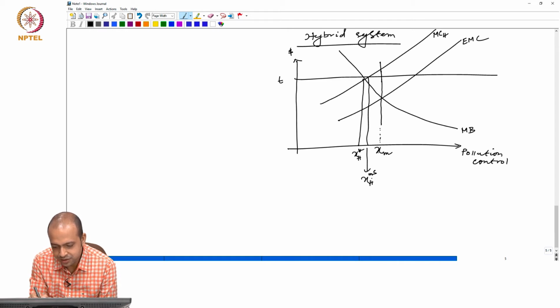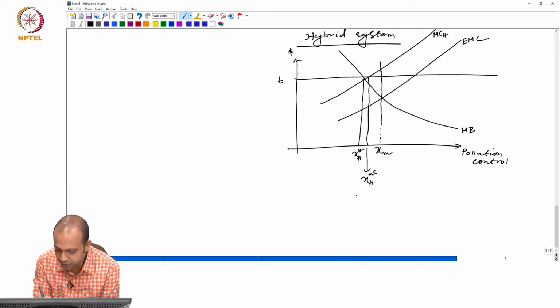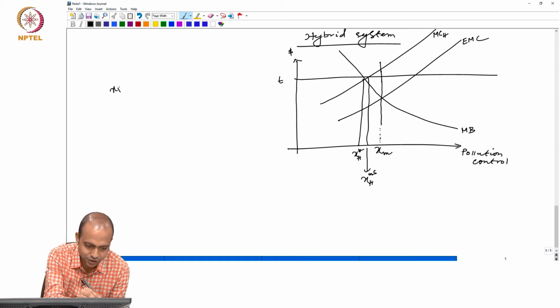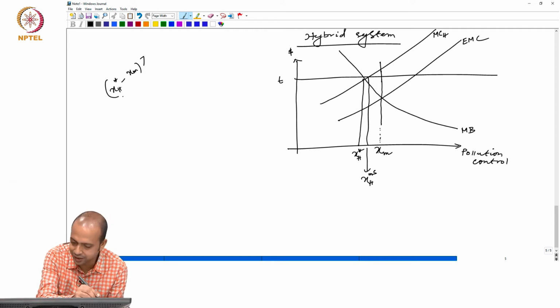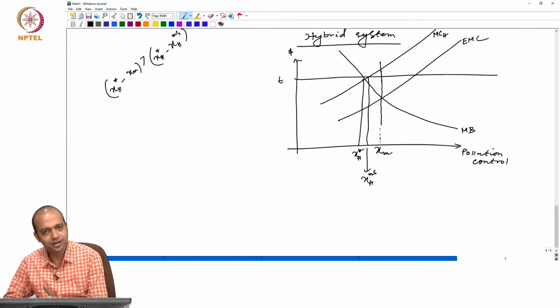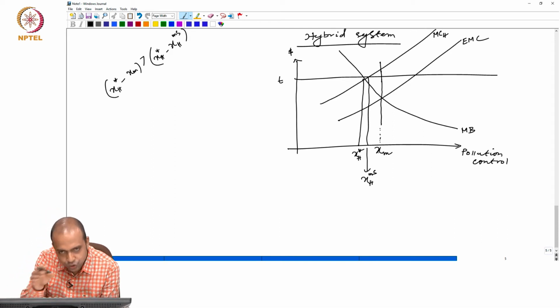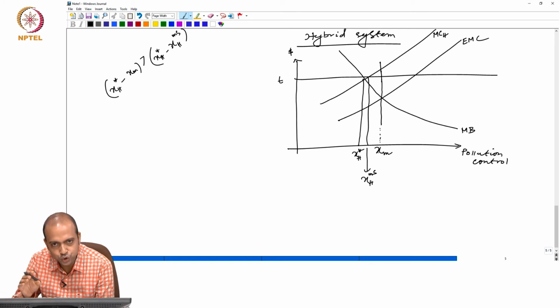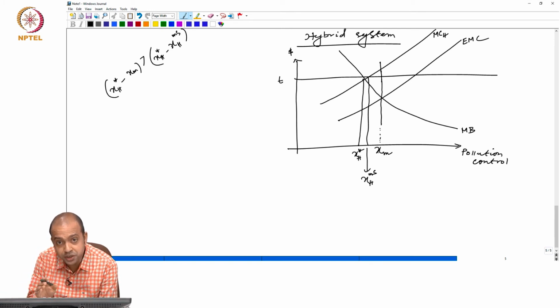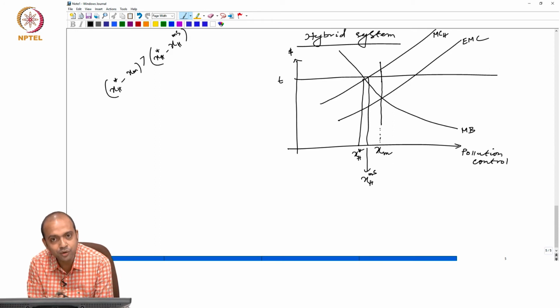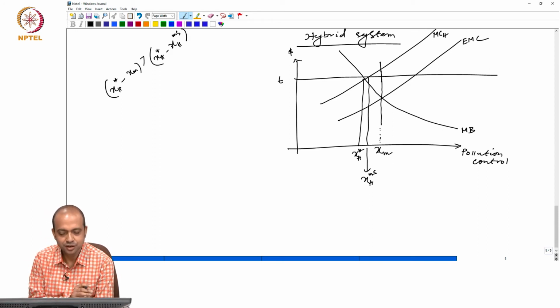Even though you have a divergence, the divergence is actually going down. Why? Because the difference between XH star minus XM is actually higher than XH star minus XH in MS. MS means mixed system, right? So, by imposing a tax also, if I allow a tax also, then what is happening? That system works better than a system where only the permit system is working, right?